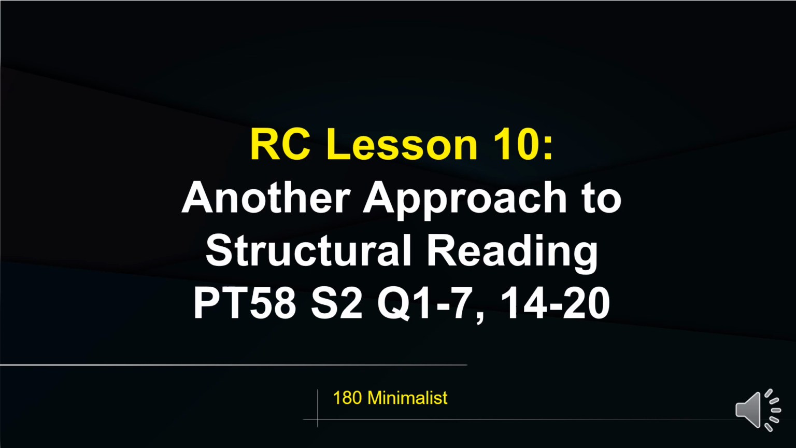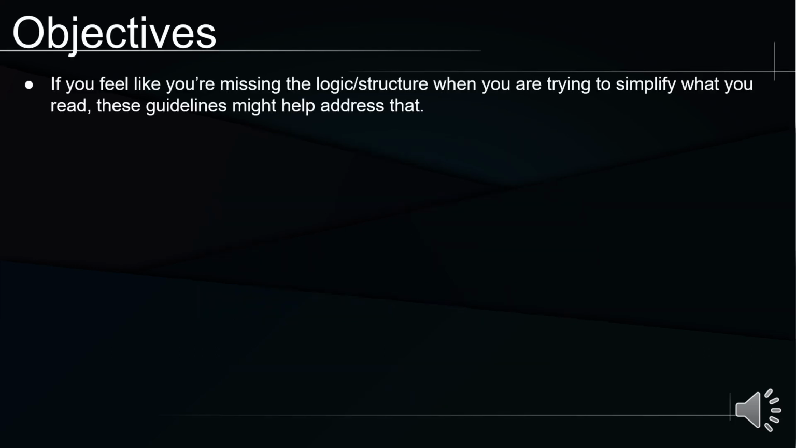So we will be doing this in the context of two passages, passage number 1 and passage number 3 from PT 58, section 2. So the objectives for today. This is really designed for people who feel like they're missing the logic or the structure when trying to simplify what they're reading. So you've taken my advice or other people's advice where you're trying not to get too mired in details. You're also trying to grasp the logic and the structure of the passage, but it's just not happening, you're missing it. I'm going to offer some guidelines that might help you grasp that structure.